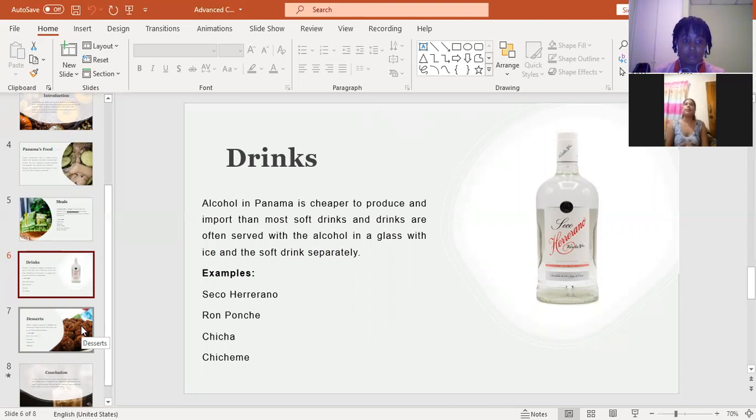And another one is international drinks, like Heineken and others. It's important to say that Panama has the capacity to export this drink to other countries.